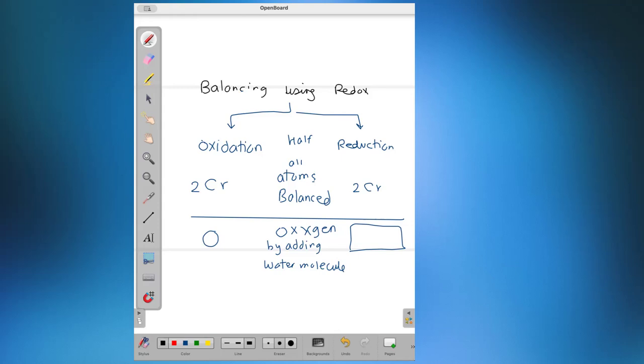So for every oxygen I need to balance, I will add one water molecule. Now what if I have 3 oxygens here and no oxygen here? Then I have to add 3 water molecules, and so on.